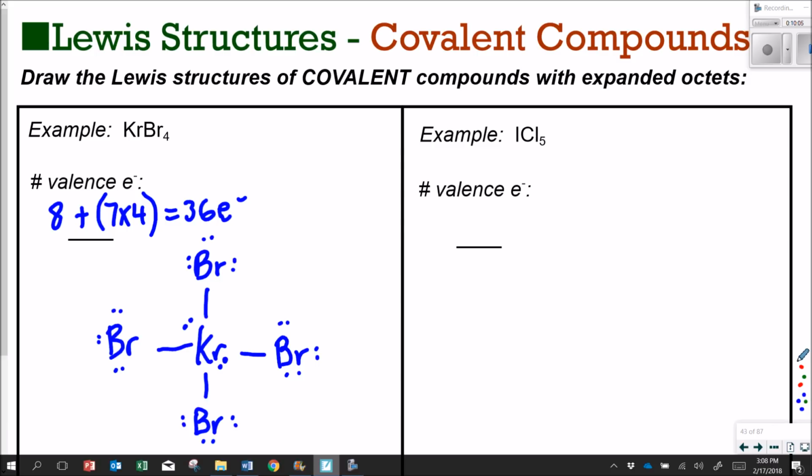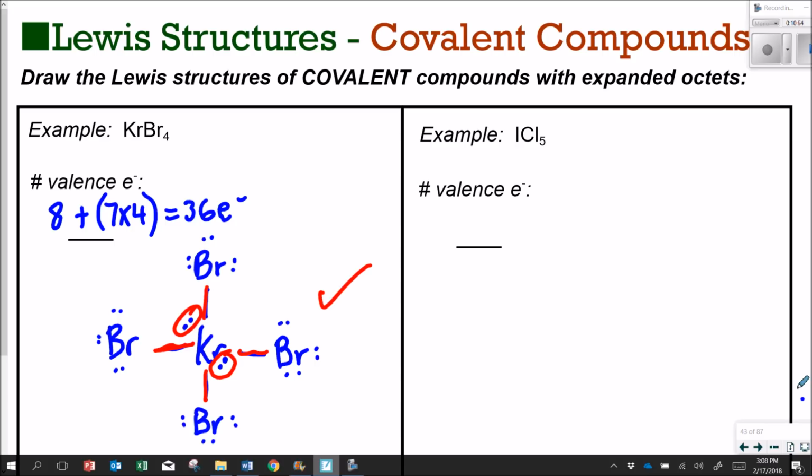So I have redrawn krypton tetrabromide neatly, and we can see that the central krypton atom has 4 bonded pairs of electrons, which makes 8 electrons, and 2 lone pairs of electrons around the central atom. And this is the final structure for krypton tetrabromide. Let's do one more example.